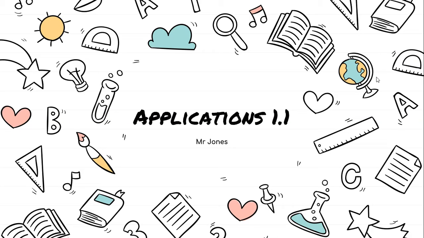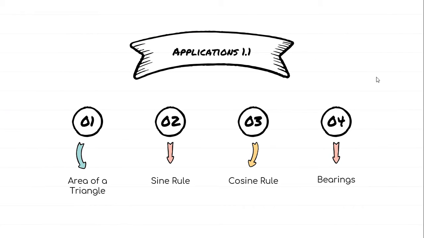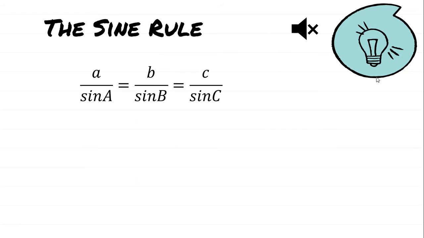Right, okay, so welcome back to this topic of applications 1.1. Again, this is the route map of applications 1.1. We've previously looked at the area of a triangle, and now we're going to turn our attention to the sine rule. So let's just dive in and have a look at the sine rule in action. This is it. This is the sine rule. A over sine A is equal to B over sine B is equal to C over sine C.